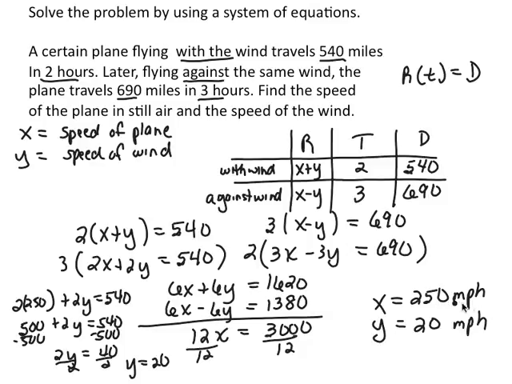And remember that x was the speed of our plane, so our plane is going to travel 250 miles per hour. And y was the speed of the wind, and so the wind that we're going to encounter is 20 miles per hour.